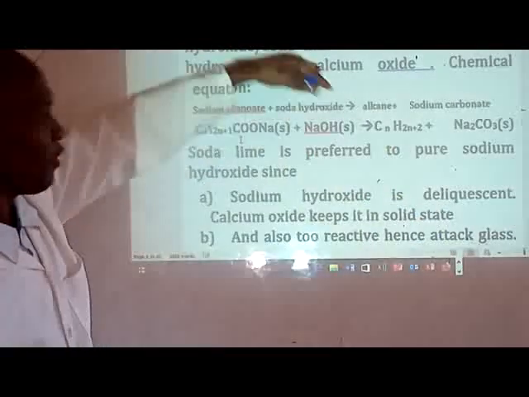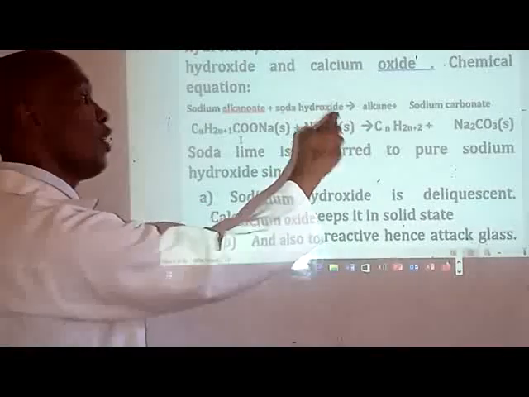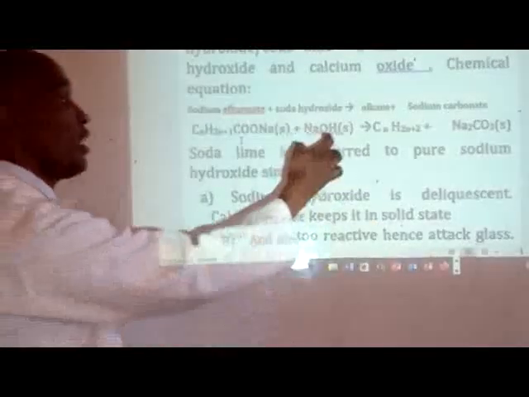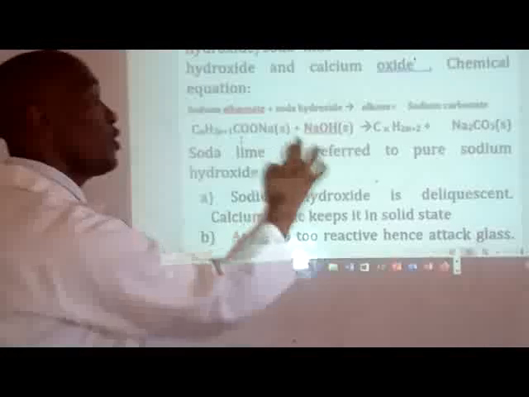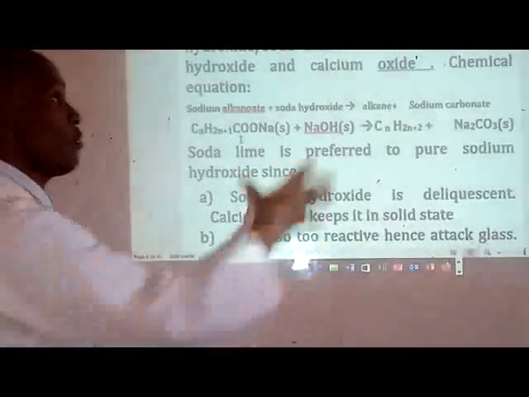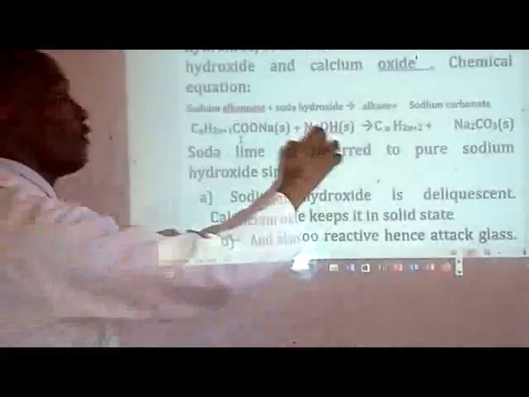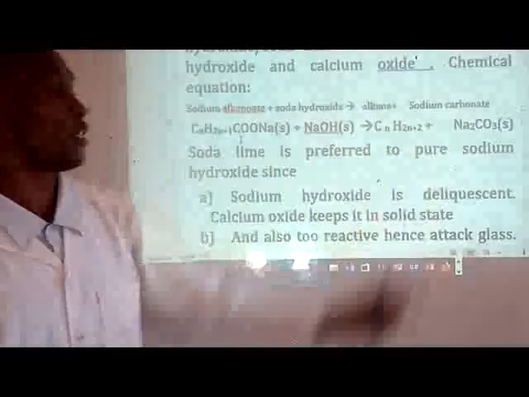And yet, if this is going to happen, this must be intact. If it dissolves, then you'll have sodium ion and hydroxide ion separately. There's no way you're going to trace them so that they can combine. So this must remain in solid state. That is why you are adding calcium oxide, because failure to do that, it will absorb and dissolve, then it will not be available for the formation of the sodium carbonate.